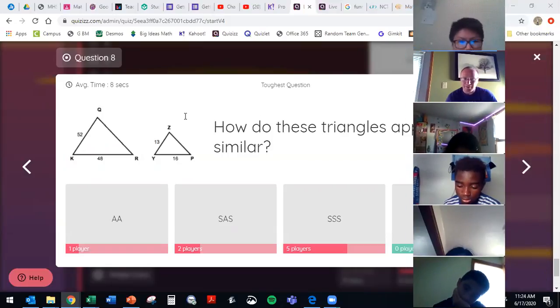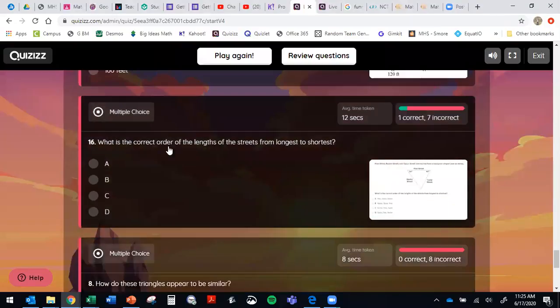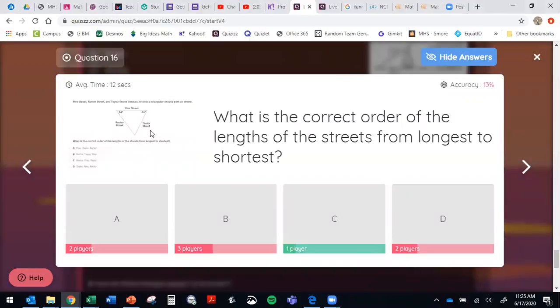Okay. All right. Thank you. Let's take a look at the next one here. It says, what is the correct order of the lengths of the streets from longest to shortest? It says Pine Street, Rector Street, and Taylor Street intersect to form a triangular shaped park as shown. So we know that one angle is 64 degrees, and that angle is 54 degrees.